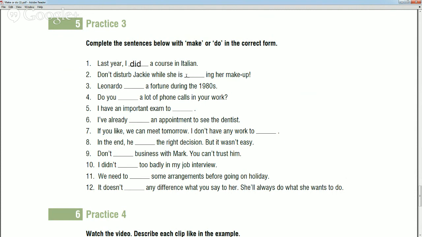Okay, number 2. Don't disturb Jackie while she's doing her makeup. Yes, she's doing her makeup. Okay, and number 3, Perla. Leonardo made a fortune during the 1980s.